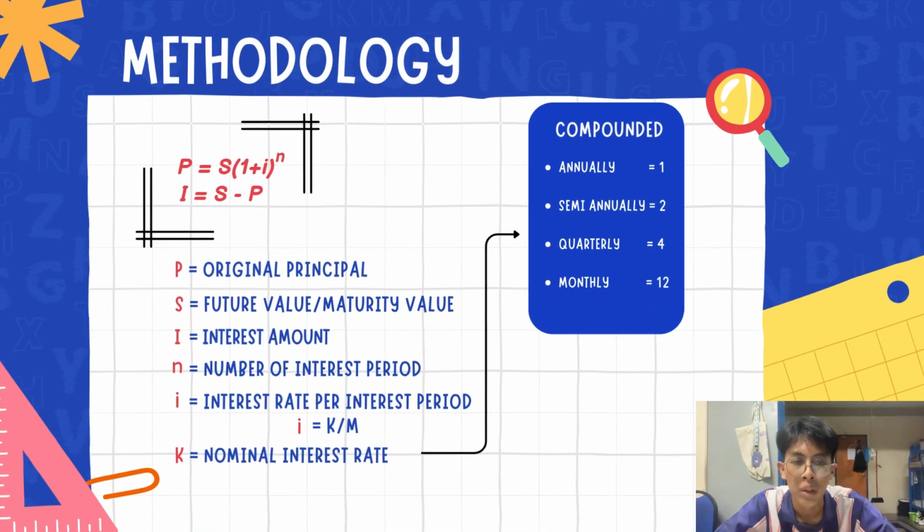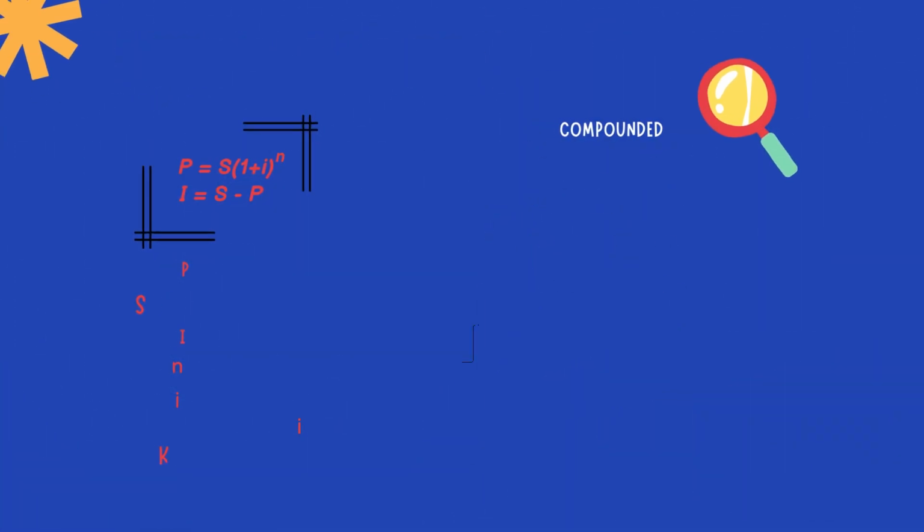And now we proceed to the methodology. As you can see the formula given, we use it to answer the questions later. P is the original principal, S is the future value, I is the interest amount, n is the number of interest periods, i is the interest rate per interest period, i equals k per m, and the last one is k, the nominal interest rate.